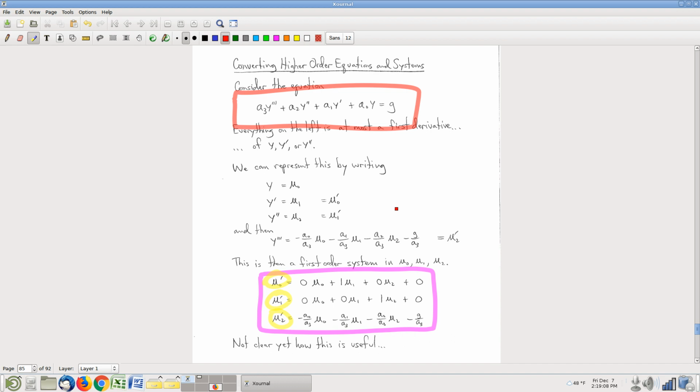Yes? Why is the g in the equation negative for the y? Let's see. Oh, did I? Oops. Let's see here.